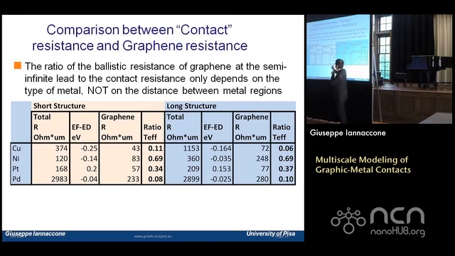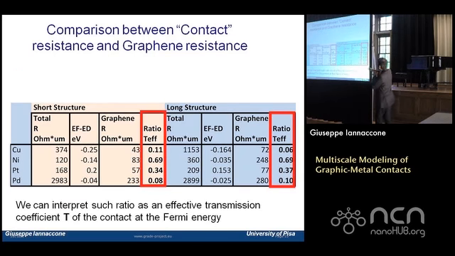And finally, the fourth column is the ratio of the ballistic resistance of the graphene lead to the contact resistance. Okay? And we do the same thing for the long structure. The numbers are very much different, but there are some things that do not change. In particular, these ratio columns are basically the same for the long structure and for the short structure. So we can interpret them as something that intrinsically depends on the nature of the interface between the metal and graphene. We interpret it as an effective transmission coefficient of the interface at the Fermi energy.